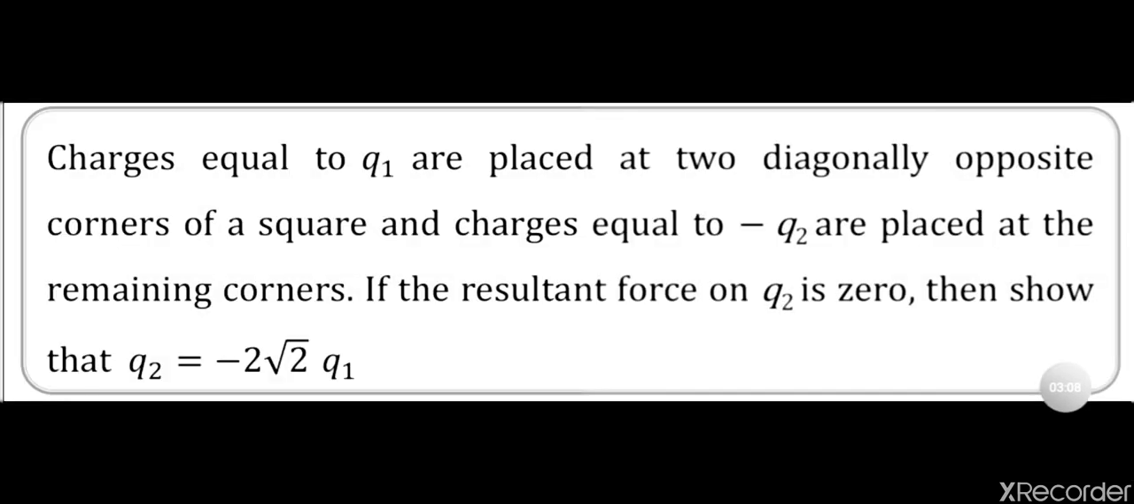Yeah, the next problem: charges equal to q1 are placed at two diagonally opposite corners of a square. They have given the picture now, that is a square. Now diagonally opposite we are placing the q1, and charges equal to minus q2 are placed at the remaining corners, means the other diagonal. Okay, in opposite corners we are placing minus q2. If the resultant force on q2 is 0, then show that q2 is equal to minus 2 root 2 q1. Yeah, this we have to prove. It's quite an interesting problem. Yeah, let's look at the picture.